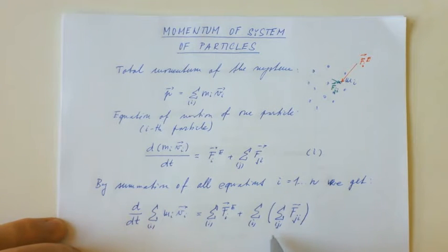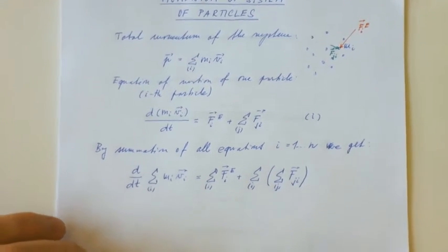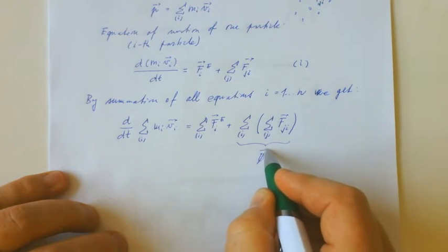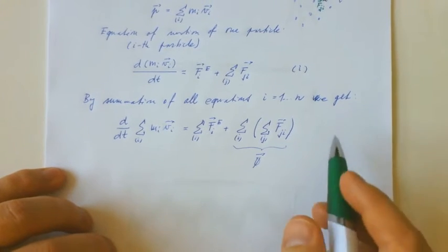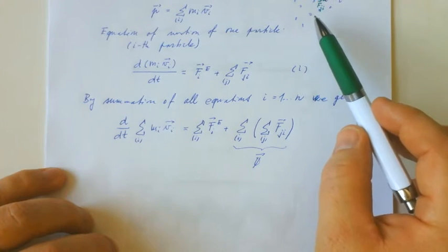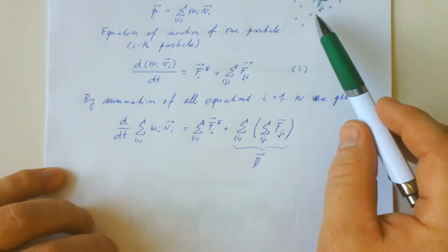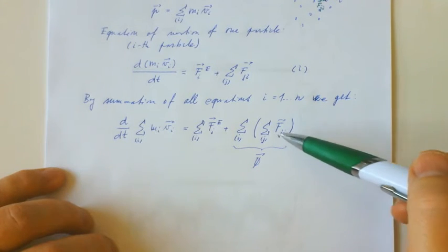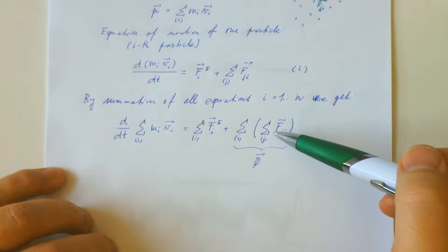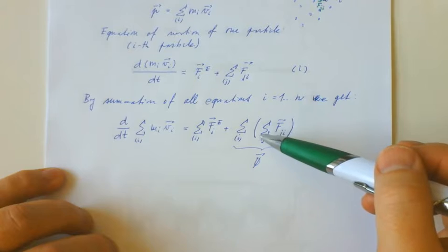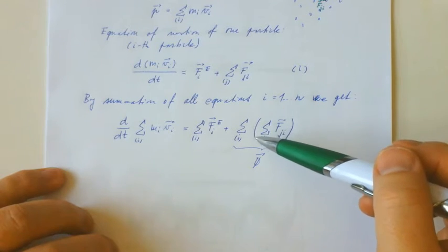So we derived earlier that this is equal to 0, because the sum of all internal forces is equal to 0, because all internal forces are subjected to the law of action and reaction, and every action compensates in this summation every reaction.